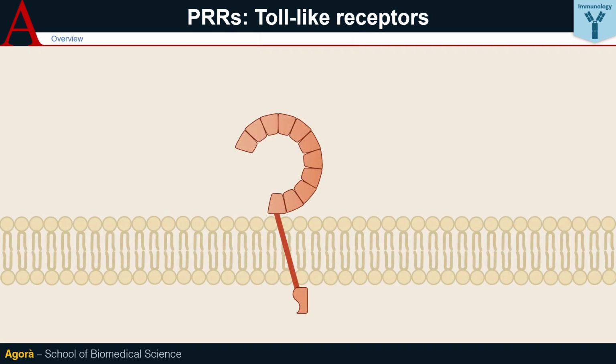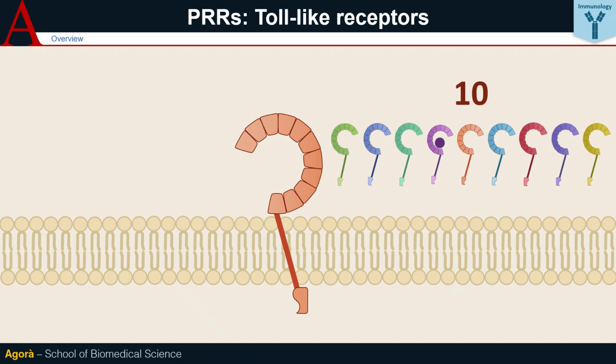Toll-like receptors, TLRs, are expressed by various innate cellular elements and have the ability to recognize different PAMPs based on their type. Humans have a total of 10 TLR genes, each encoding a receptor capable of recognizing distinct PAMPs. Despite their diversity, TLRs share common characteristics.